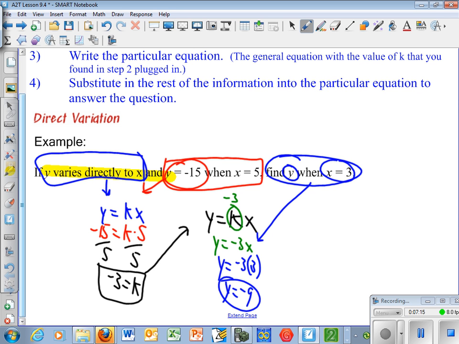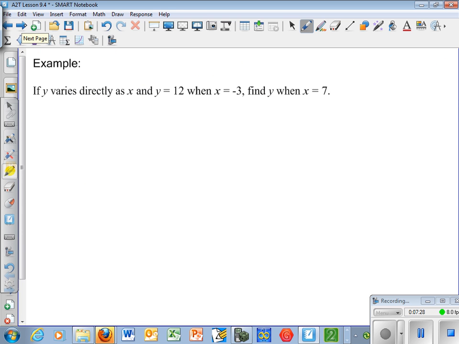So even though I listed 4 steps, it's kind of: solve for k in the first one, write your equation that puts the k in with the variables back in, y and x, and then find the variable they're asking you to find. Not too difficult. Here's another example.